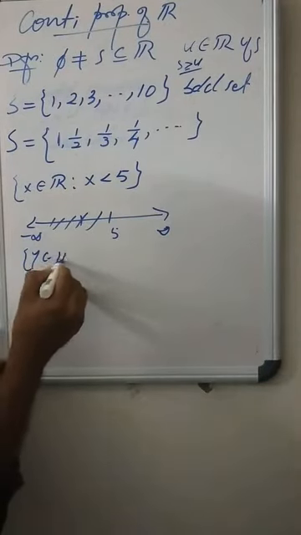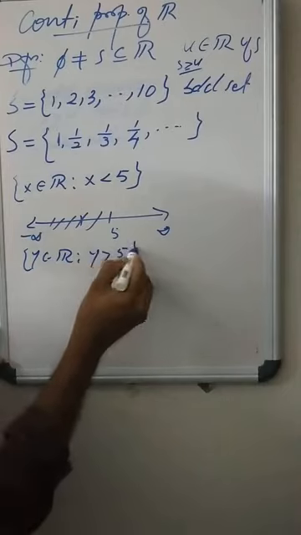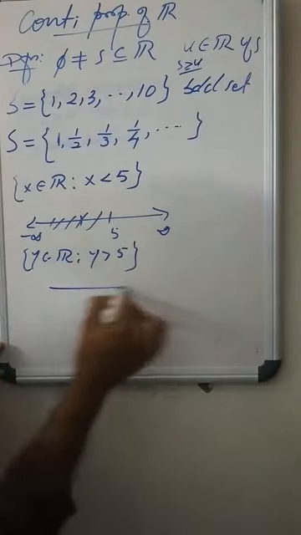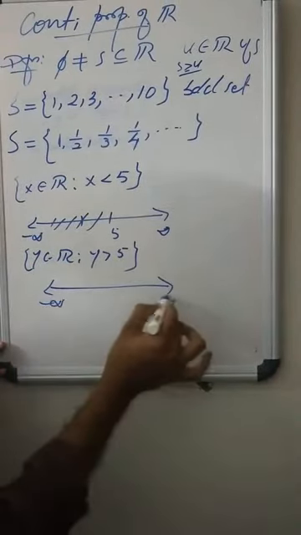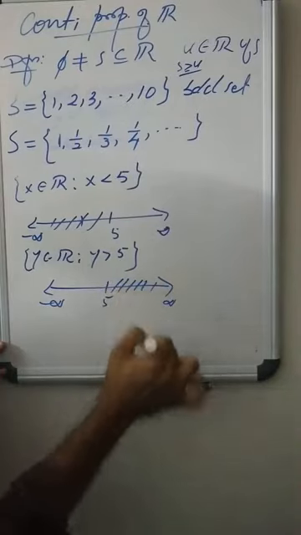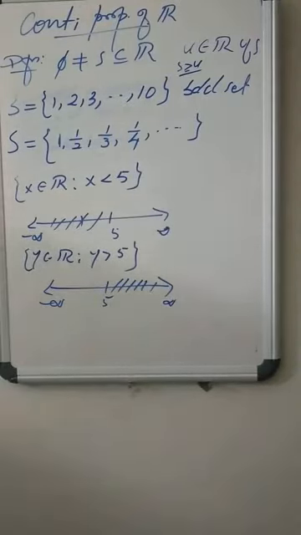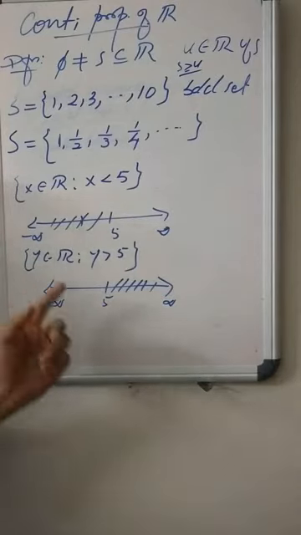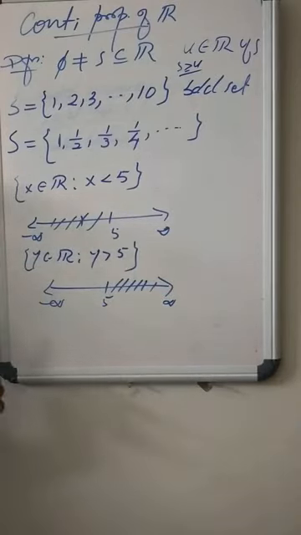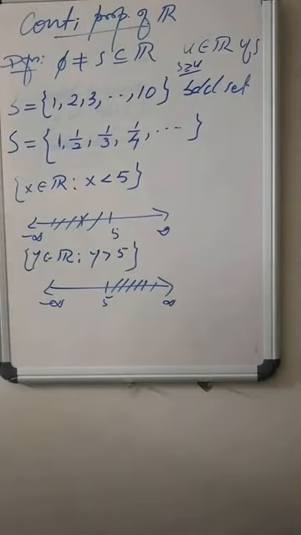Consider the set of y in R such that y is greater than 5. So the graphical representation is from minus infinity to plus infinity. This set has a lower bound, that is 5, and every number less than 5 is also a lower bound, but it does not have an upper bound. So the set is bounded below but not bounded above, hence it is not a bounded set. Agree? So you can find a number of such sets. Enough.